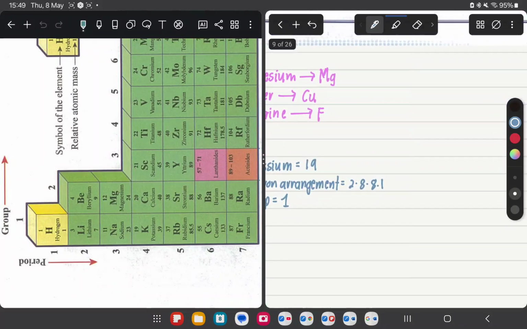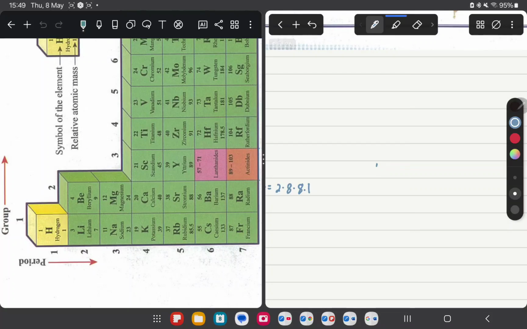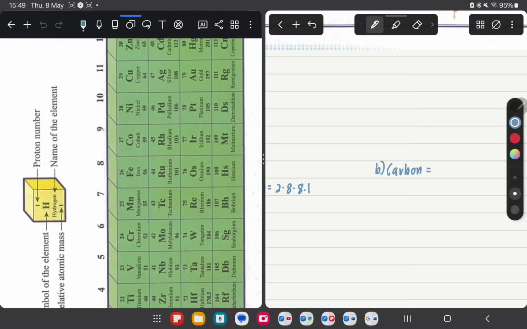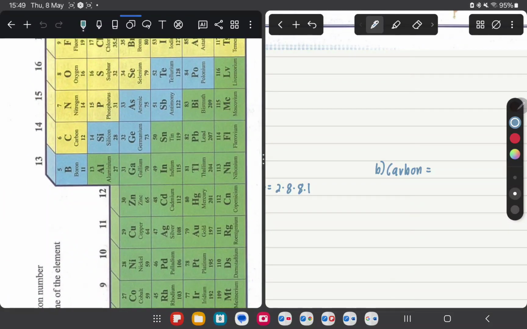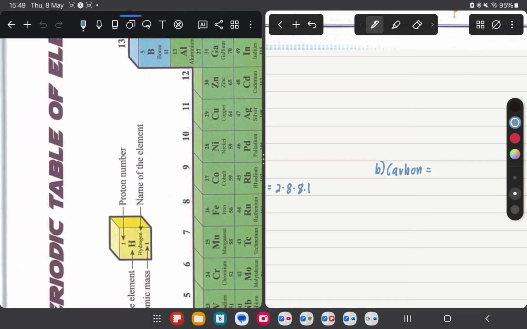Okay, let's go for B, carbon. Okay, carbon I do here. Okay, carbon and then their proton number. Okay, so carbon should be somewhere on this side. So their proton number is 6, correct? Okay, so electron arrangement. Electron arrangement.